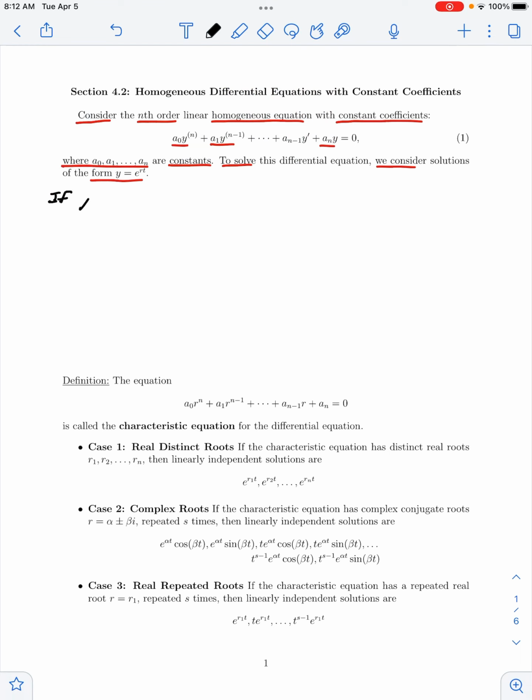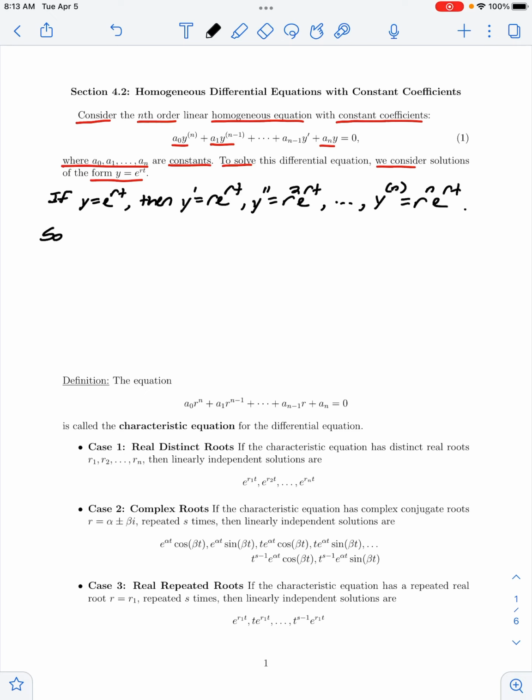y is of the form e to the rt, then our first derivative would be r e to the rt power. The second derivative would be r squared e to the rt power, and so on. And in general, the nth derivative would be given by r to the nth power times e to the rt.